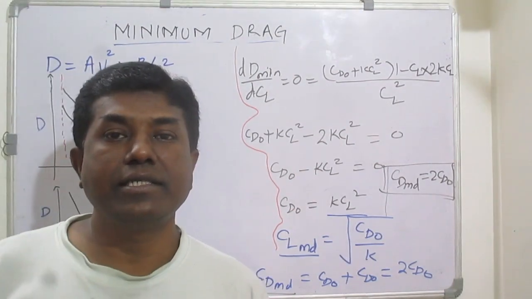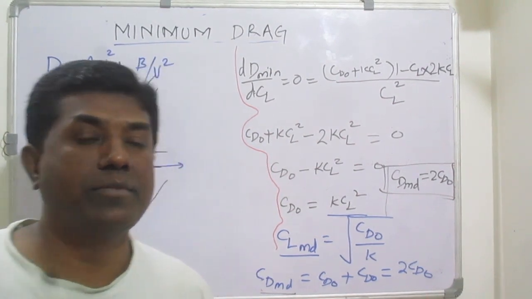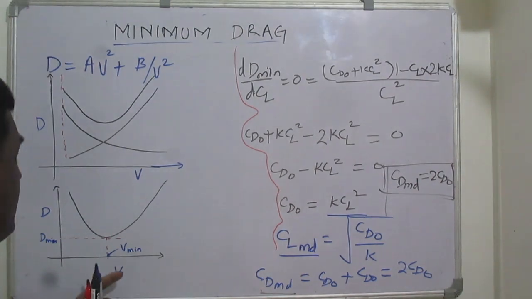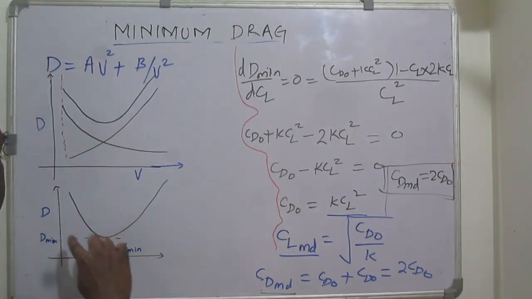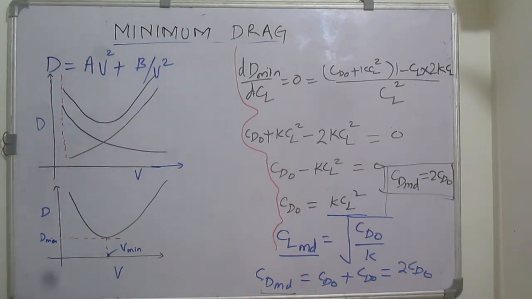Dear friends, in the series of learning aerodynamics, in this class, let us discuss how the minimum velocity at minimum drag is achieved, and how the stalling velocity is different from the velocity at minimum drag. So this thing I will discuss.